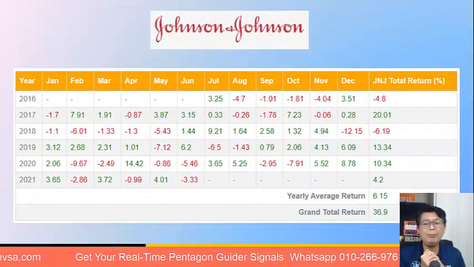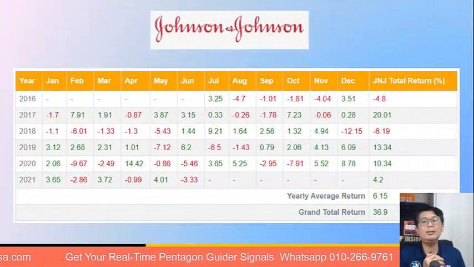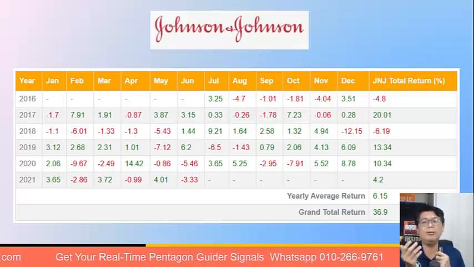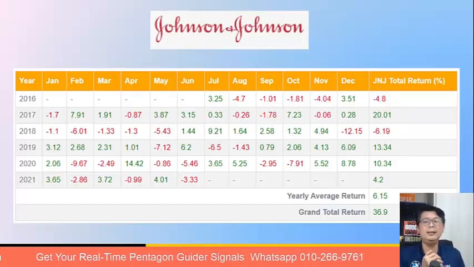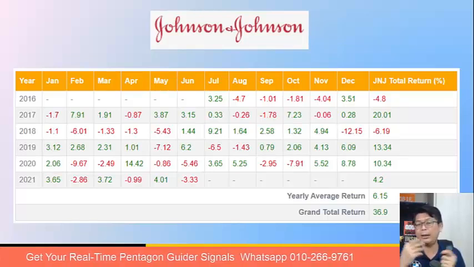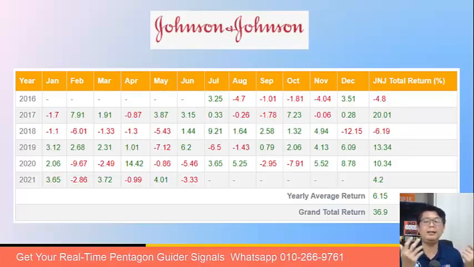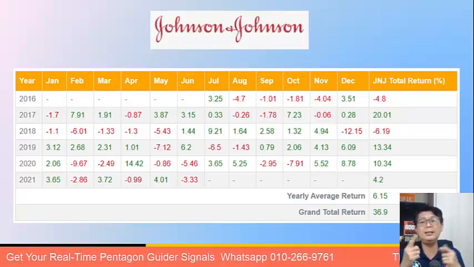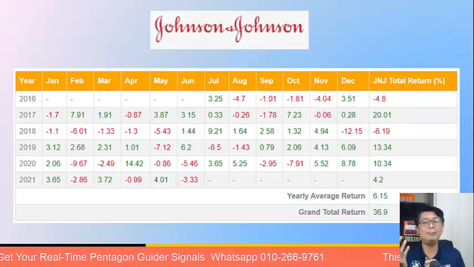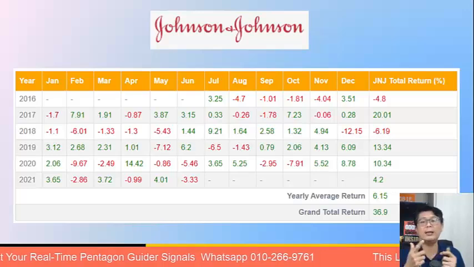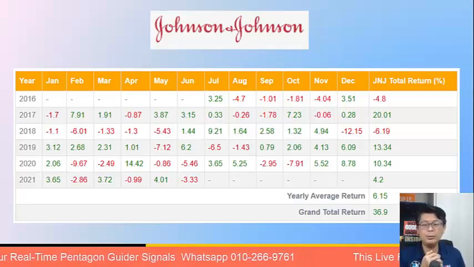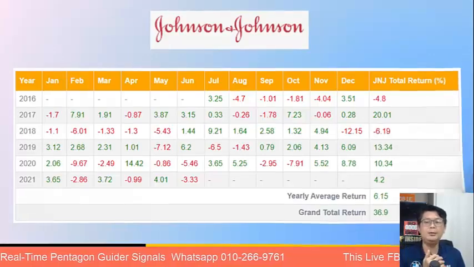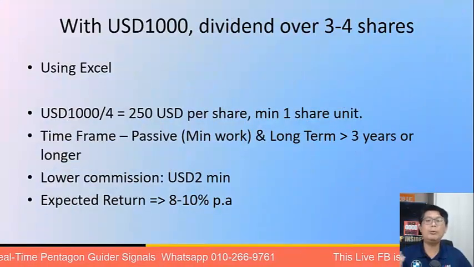And let's take a look at the monthly return. Okay, the yearly average return is about 6% over a period of 5 years or so, right? With a grand return of 36.9% in here. So it's quite different from Apple. So don't expect it to have a very big return. This year, maybe for 2021, a 10% return is possible, achievable. Right now, it's 4.2% in here. So keep that in mind.